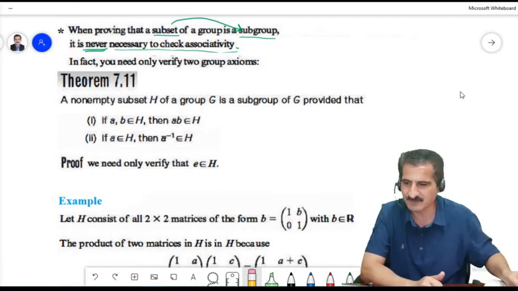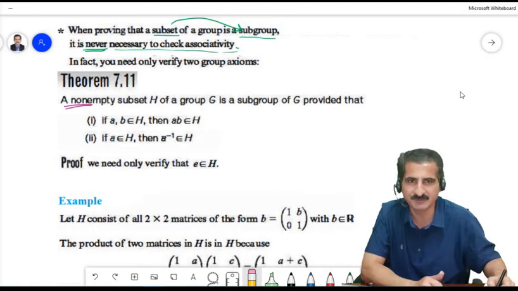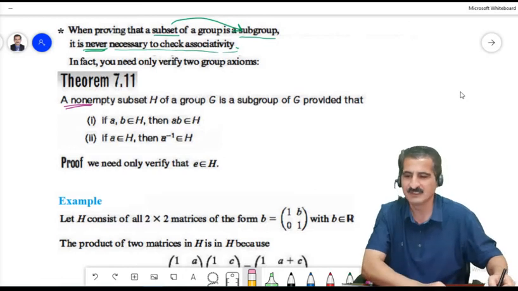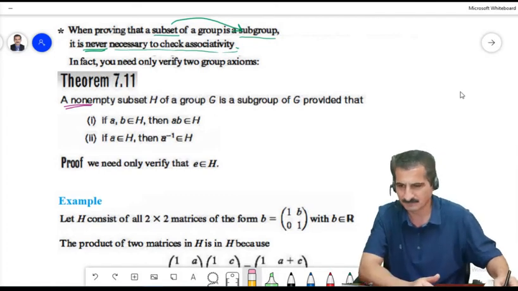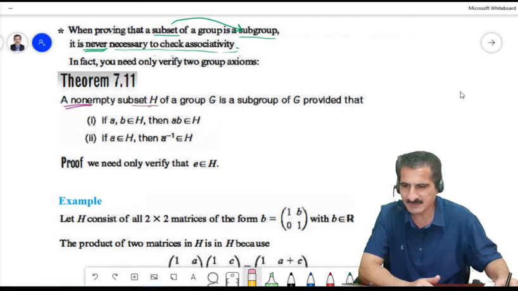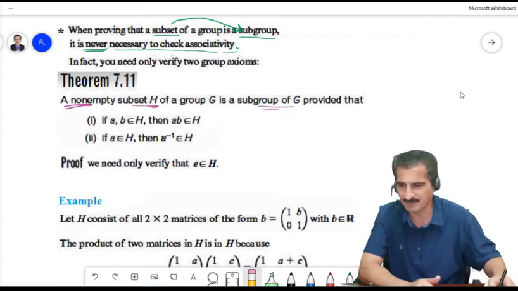This theorem says, if you have a non-empty subset, we must have a subset to be non-empty. We cannot say an empty subgroup. There is no definition like that. So if I ask you to prove that some subset is a subgroup, you must first go and prove it is not empty. Okay. So a subset H is a subgroup of G if two things happen.